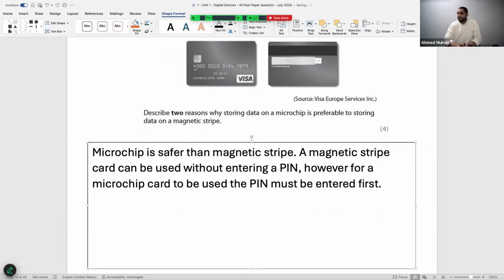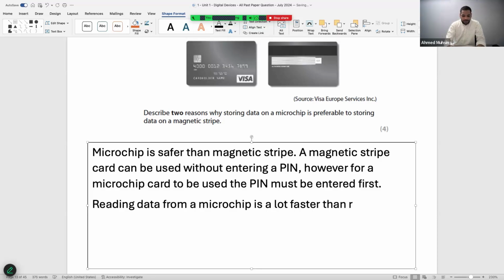Another reason, reading data from which one is faster? Reading data from a microchip, right? Which one is more prone to damages? Magnetic stripe, a small scratch can make the data unreadable. Everybody okay with this? So you choose. Which one shall I go with? I'll go with speed. You can then go on to say, reading data from a microchip is a lot faster than reading data from a magnetic stripe.